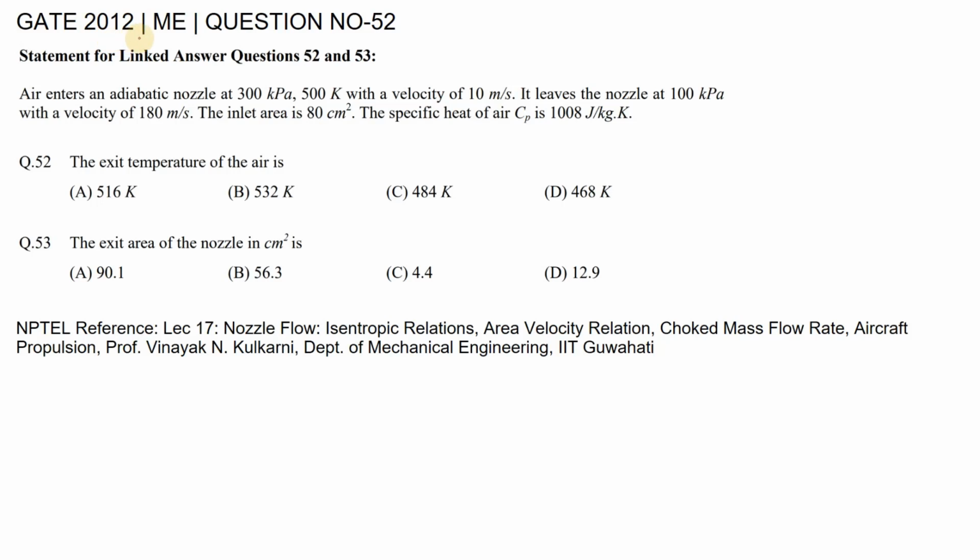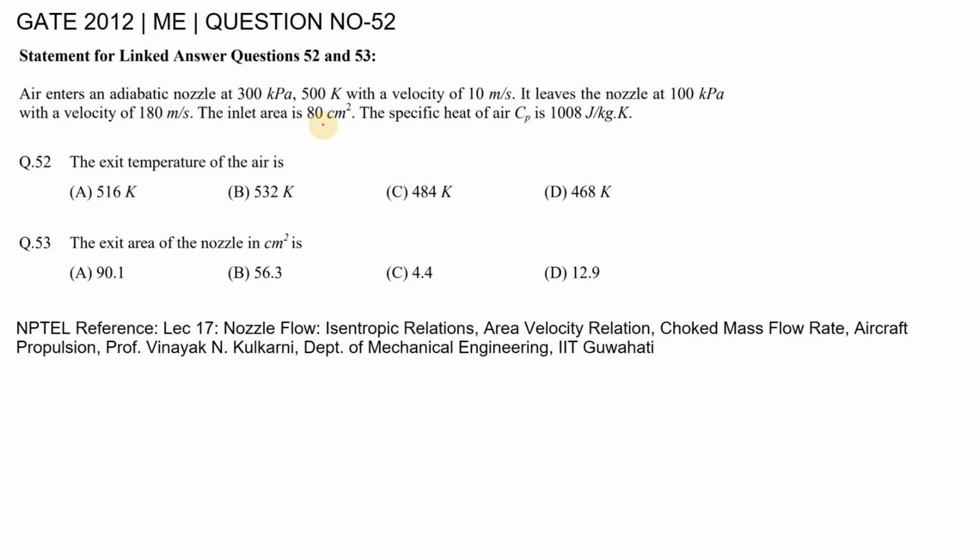This question is from GATE Mechanical Engineering of 2012. This is question number 52. Questions 52 and 53 have a linked statement. The statement is: air enters an adiabatic nozzle at 300 kilopascal and 500 Kelvin with a velocity of 10 meter per second. It leaves the nozzle at 100 kilopascal with a velocity of 180 meter per second.